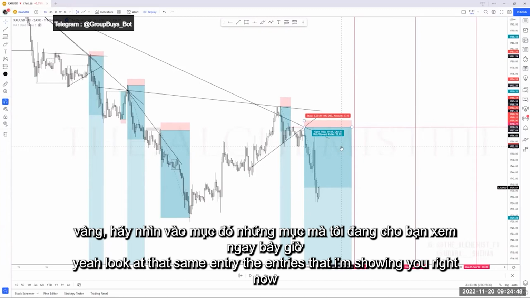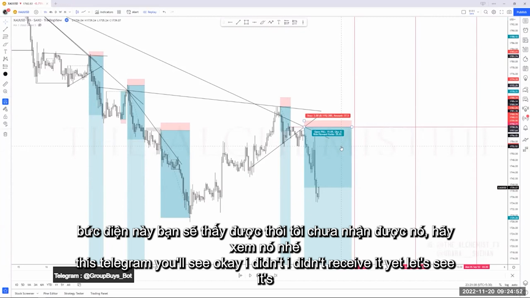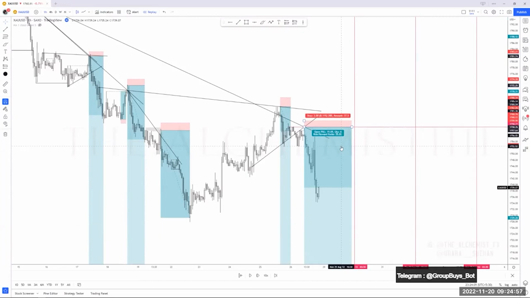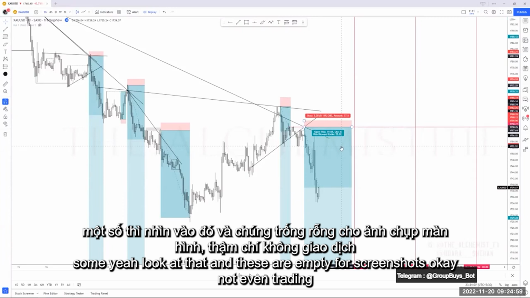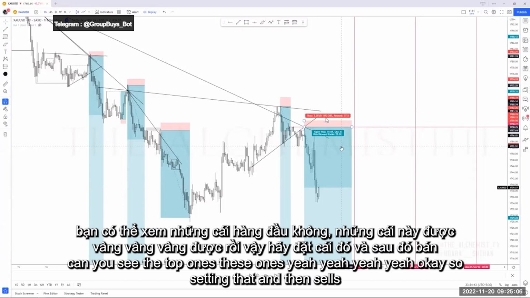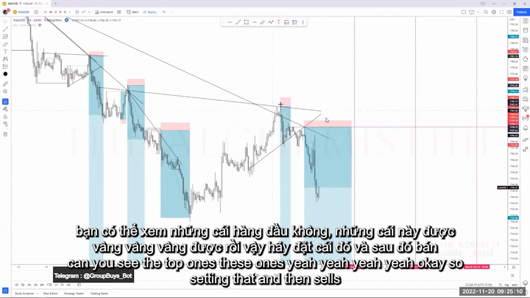Yeah, look at that. Same entry. The entries that I'm showing you right now. Just check Telegram, you'll see it. I didn't receive it yet. Let's see. It takes some time. Yeah, now I see it. Look at that. And these are four screenshots, not even trading. Can you see it? Can you see the top ones? These ones. Yeah. These ones as well.